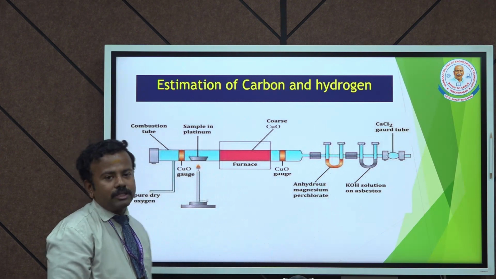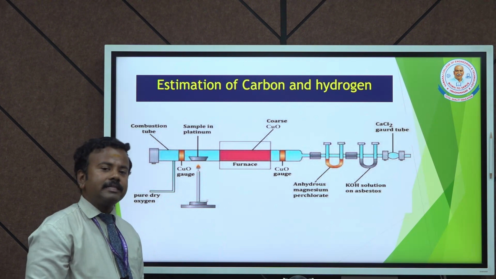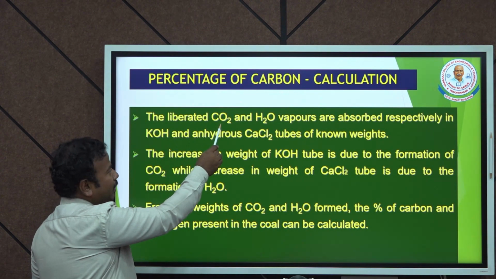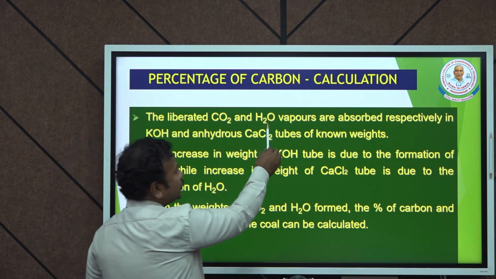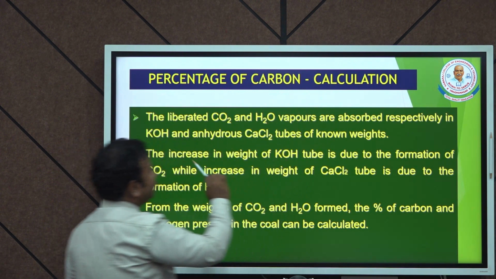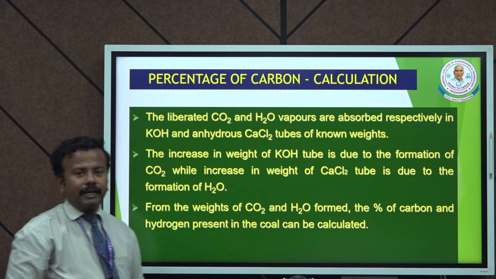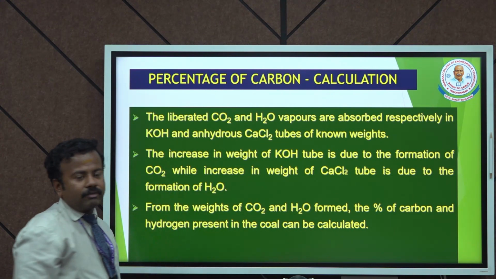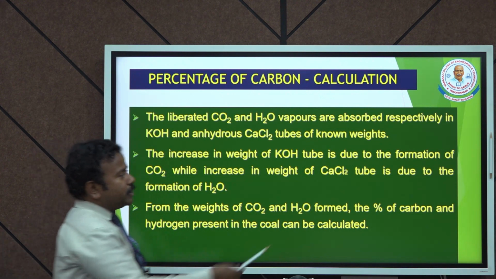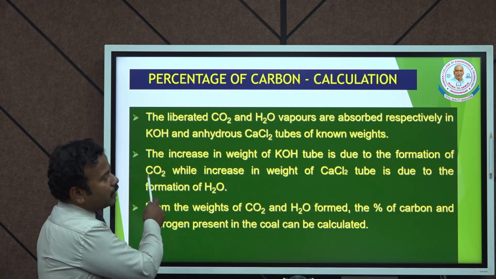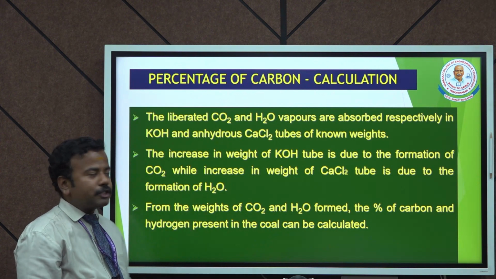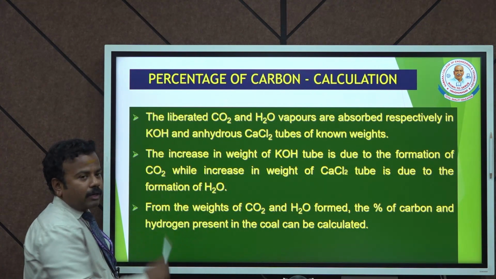So this is the whole set of combustion apparatus. Let us see the calculation of the carbon and hydrogen. Liberated carbon dioxide and H2O vapors are absorbed respectively by the KOH and anhydrous calcium chloride tubes of known weight. The increase in the weight of KOH is due to the formation of carbon dioxide, while the increase in the weight of calcium chloride is due to the formation of water vapor.